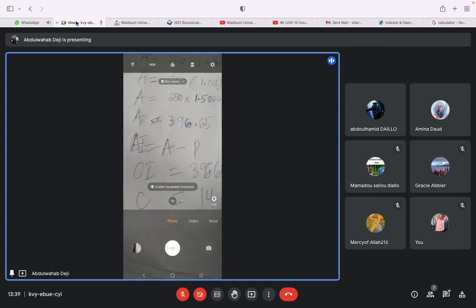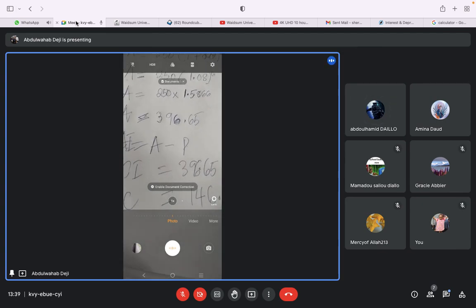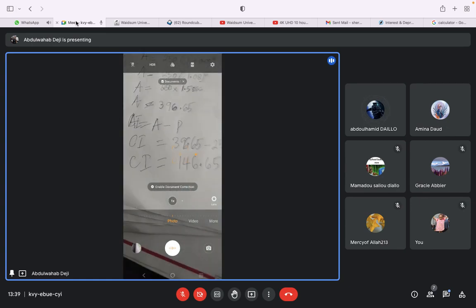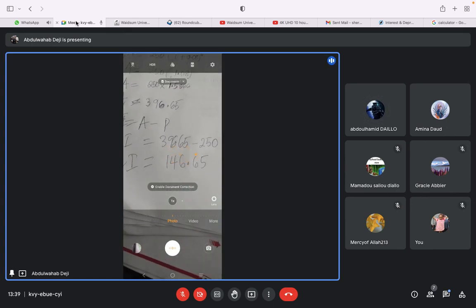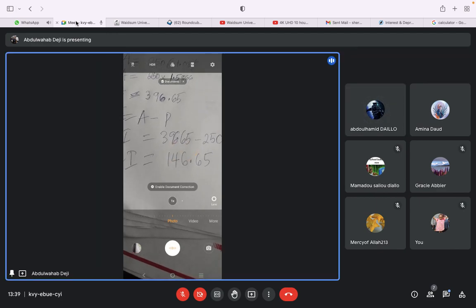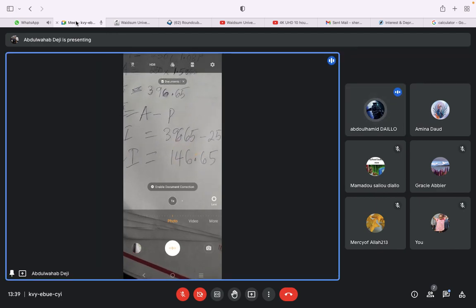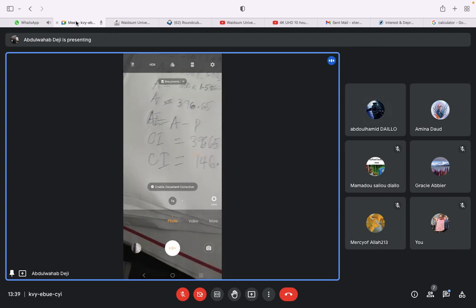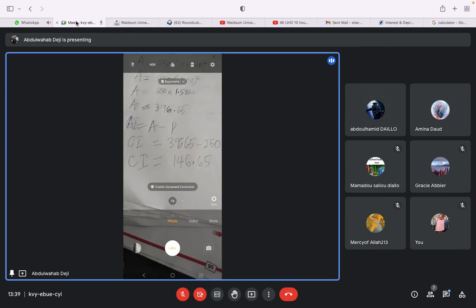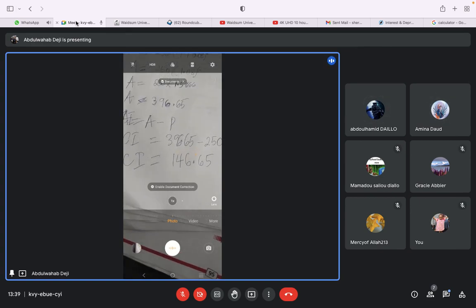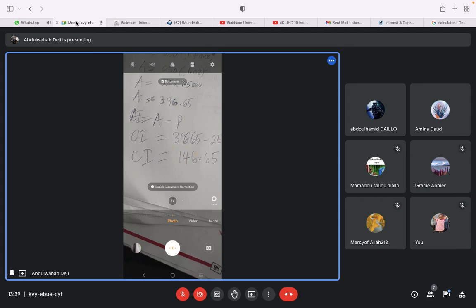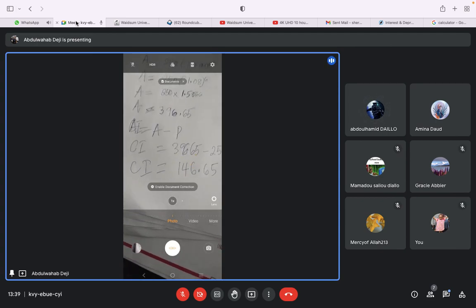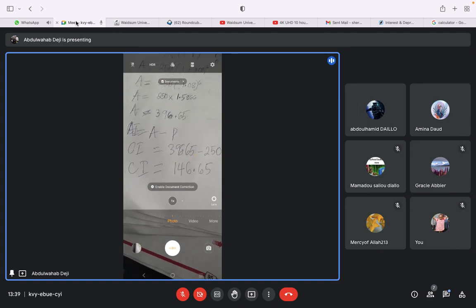146.65. That's what you got. That's the interest. You can see this interest is bigger than the simple interest we calculated. The simple interest we calculated was 120 pounds. But when we calculated the compound interest, we got 146.65. Right? So that's why whenever they use compound interest, it means you're going to pay more money.